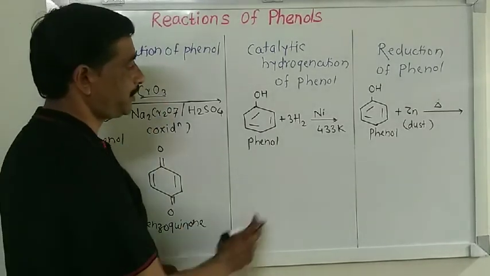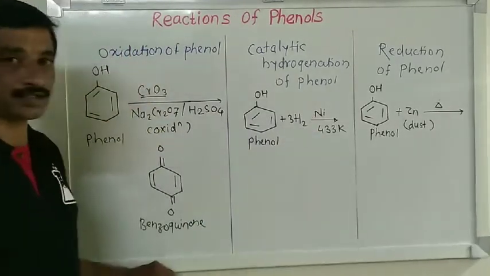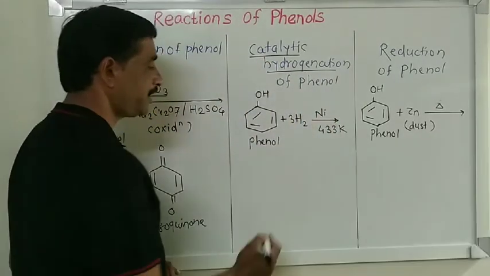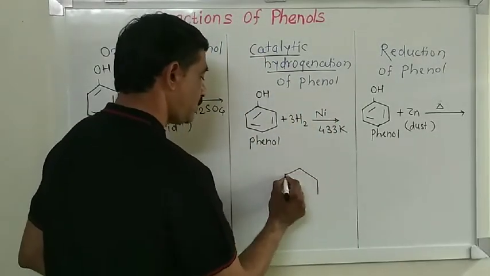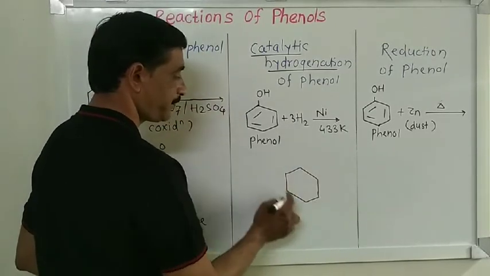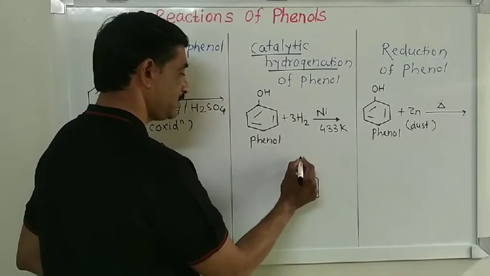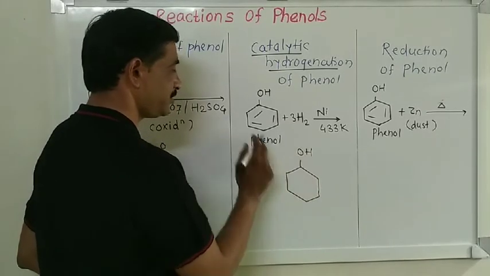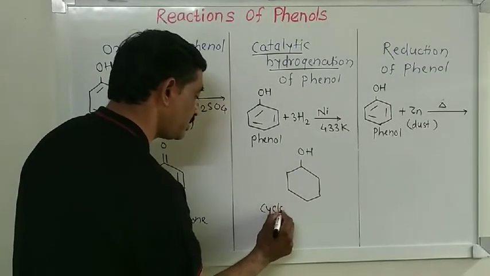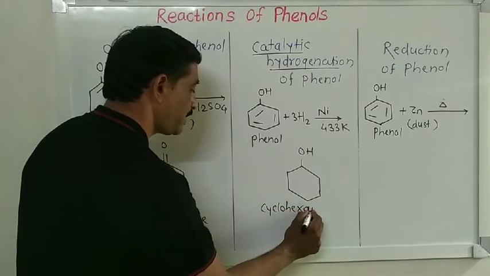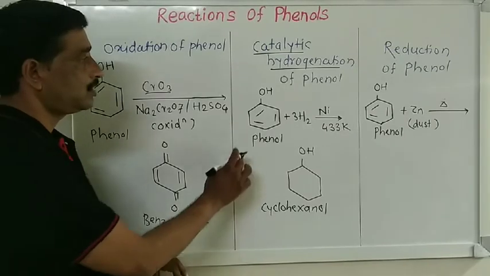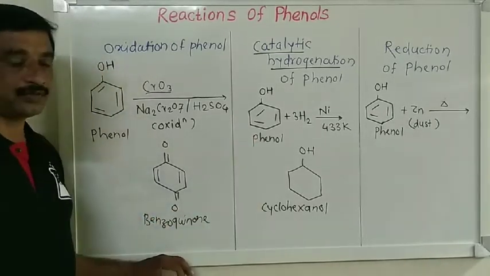When phenol is reacted with hydrogen gas in presence of catalyst, then it undergoes catalytic hydrogenation and we get the compound cyclohexanol. Means all hydrogen atoms are added at different carbon atoms. OH group remains as is. Benzene ring is converted to the cyclohexane ring and we get the compound known as cyclohexanol. This is known as catalytic reduction, catalytic hydrogenation of the phenol.